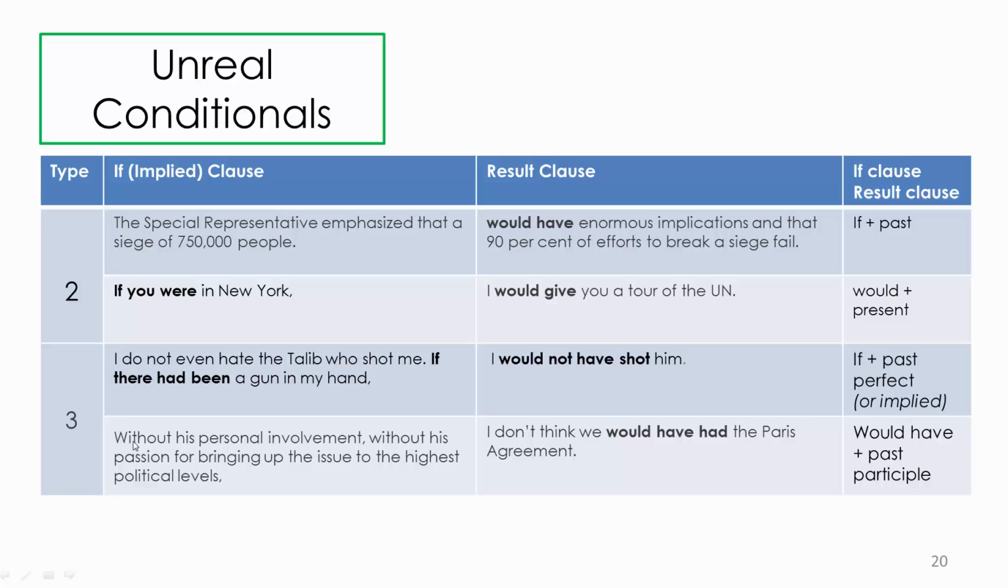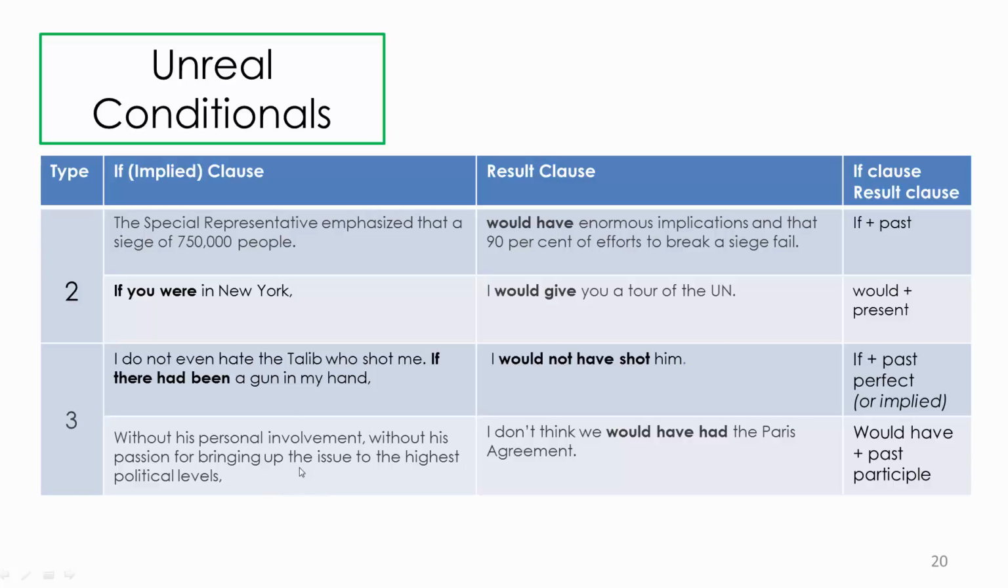Here, the second example for type 3 is an implied condition because we don't see the word if, and in this case, without takes the place of if. So without his personal involvement, without his passion for bringing up the issue to the highest political levels, this is in regards to Ban Ki-moon, I don't think we would have had the Paris Agreement.